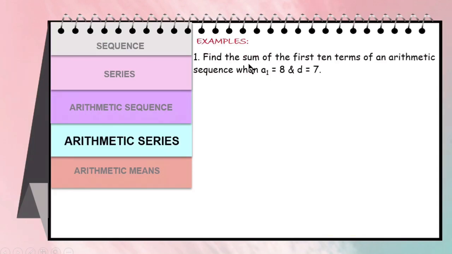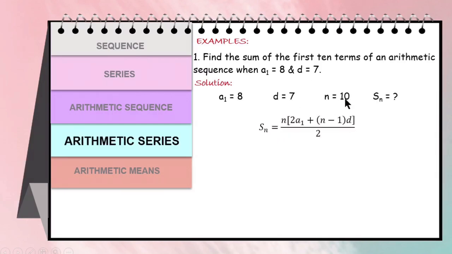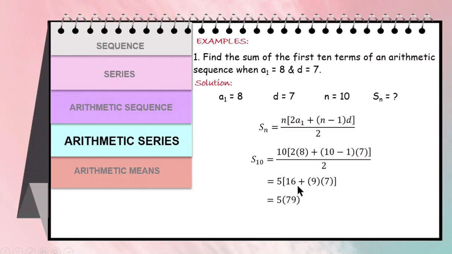Examples. Number 1. Find the sum of the first 10 terms of an arithmetic sequence where a sub 1 is 8 and d is 7. Since we're looking for the sum of an arithmetic sequence and the value of d is given instead of the last term, we use this formula, where n is 10, a sub 1 is 8, and d is 7. Simplify. 10 divided by 2 is 5, times 2 times 8 is 16, plus 10 minus 1 is 9, times 7. 9 times 7 is 63, and 16 plus 63 is 79. 5 times 79 is 395.